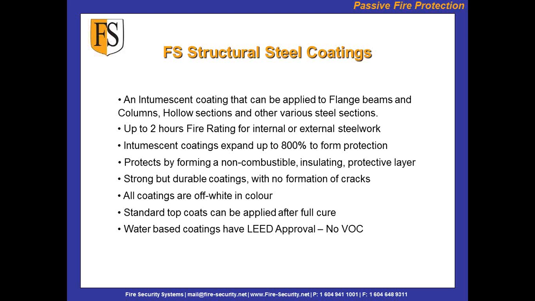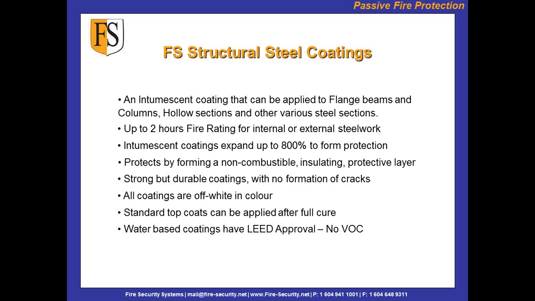So, steel coatings within themselves. Our coatings are an intumescent coating that can be applied to a flange beam and column, hollow section and other various steel sections, whether it be plates, square hollow sections, rectangular, circular. There's a varying amount. And with every piece of steel, even a plate has an HP over A value to it, which is the heated perimeter over the cross-sectional area. There's always a calculation to a piece of steel. Our fire ratings are up to 2 hours for internal and external steelwork.